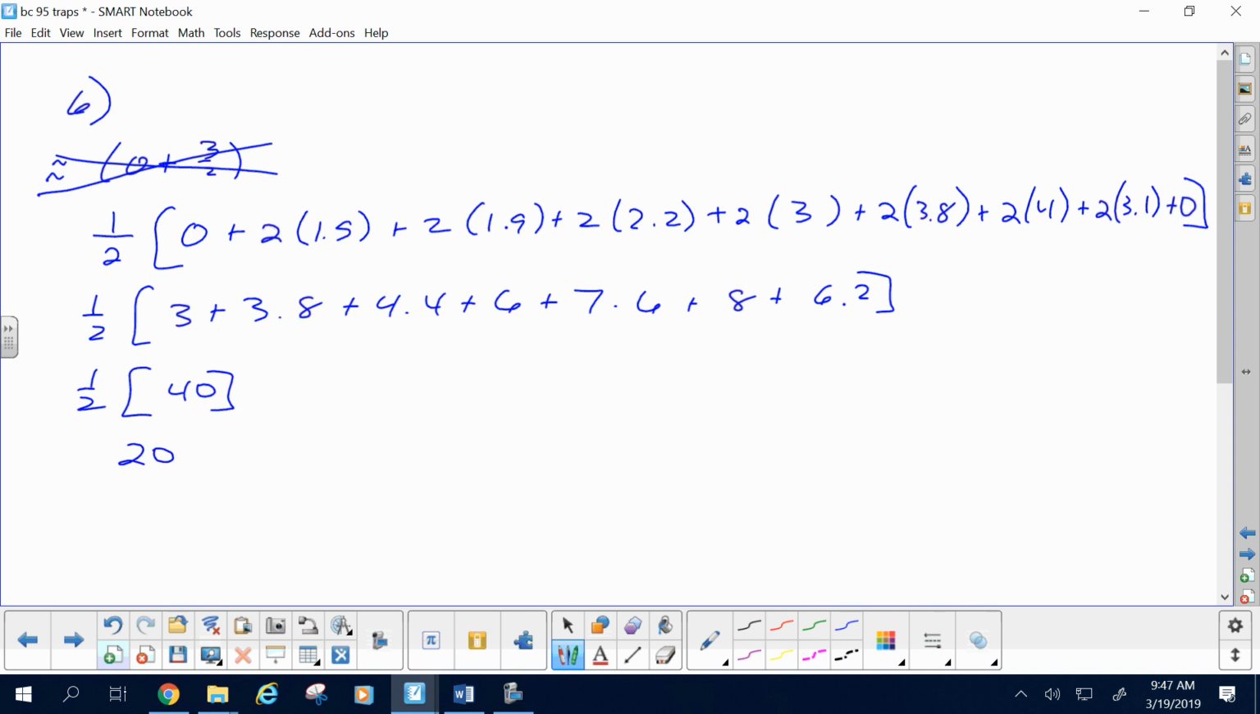I'm getting 20. What do you get, Matt? You got about the same thing. Are we all in the ballpark of 20, give or take maybe 1 or 2 units? Yeah. Square units. Okay. Okie dokie.